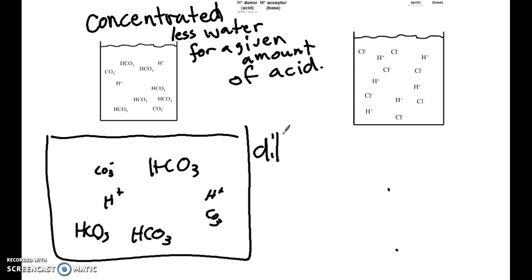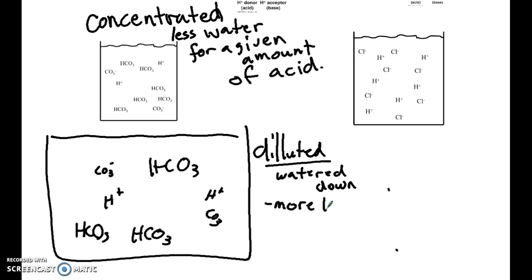Okay, so diluted acids have been basically watered down, so there is more water for a given amount of acid. Basically, concentrated or diluted has to do with how much water has been mixed with it or not. And that's basically what it has to do with.